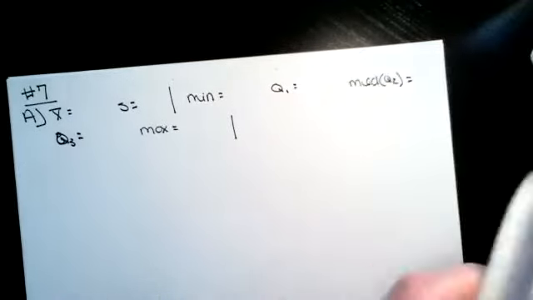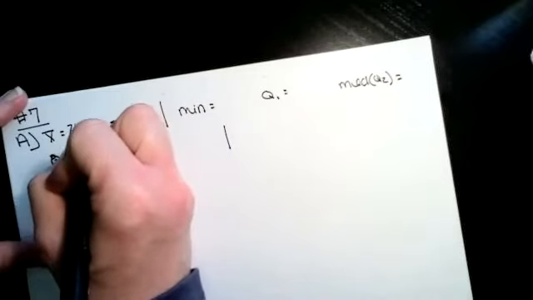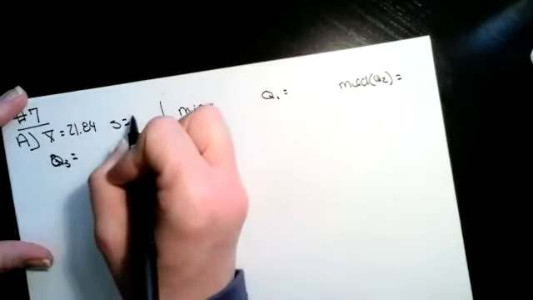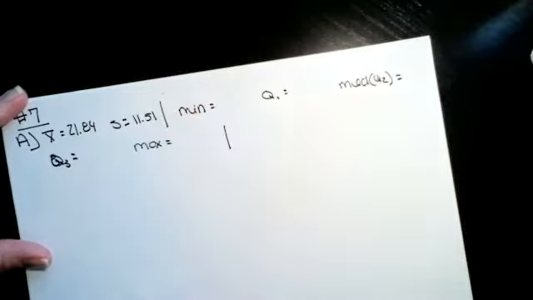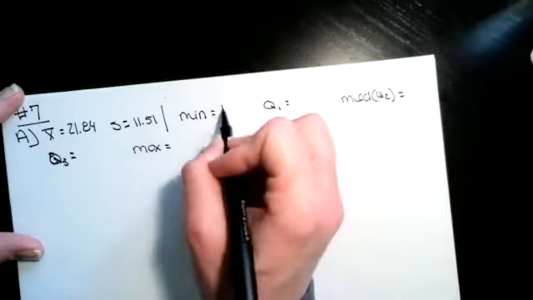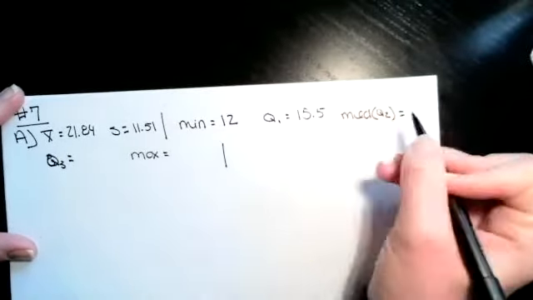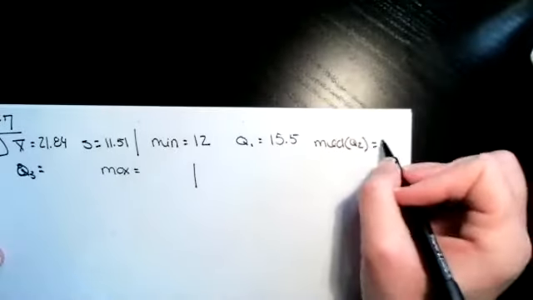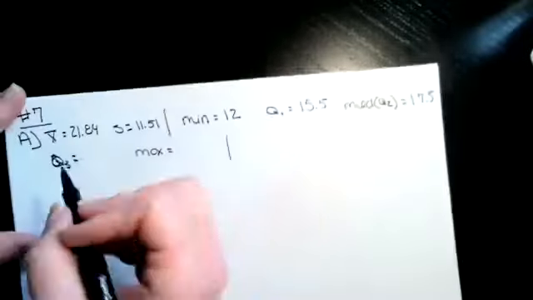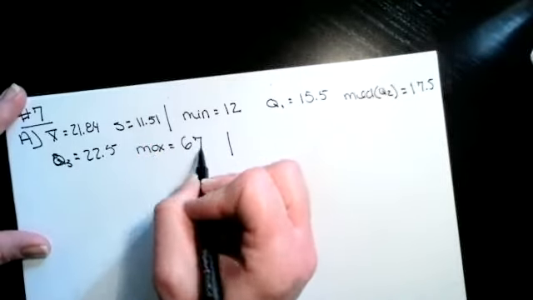So I have it. So I'll just give you what I have, as you can see right here. For the mean, we have 21.84. For S, I have 11.51. Okay, that's my Sx, that's my sample standard deviation. Min is 12. Quartile 1 is 15.5. Quartile 2, or my median, is 17.5. Quartile 3 is 22.5, and max is 67.